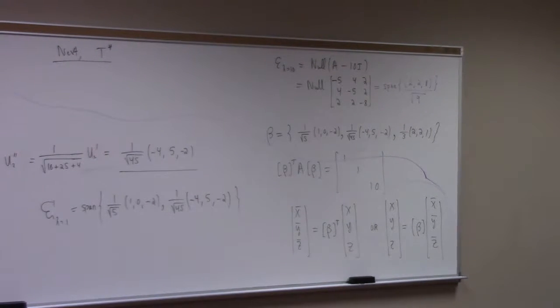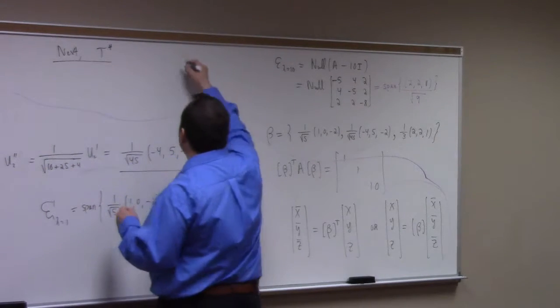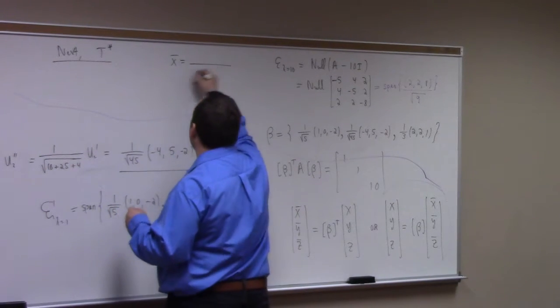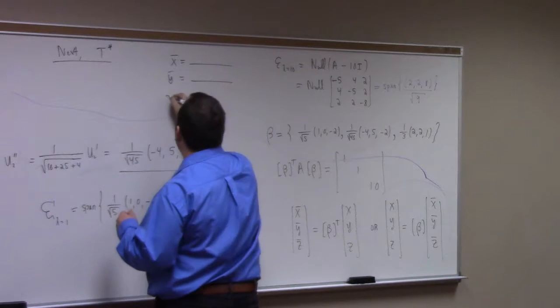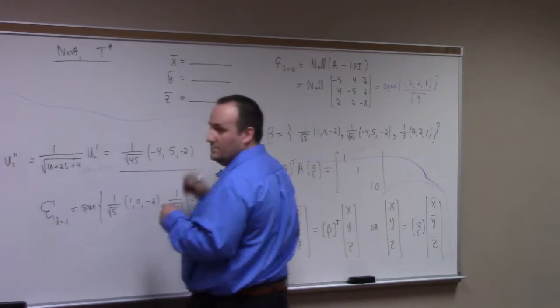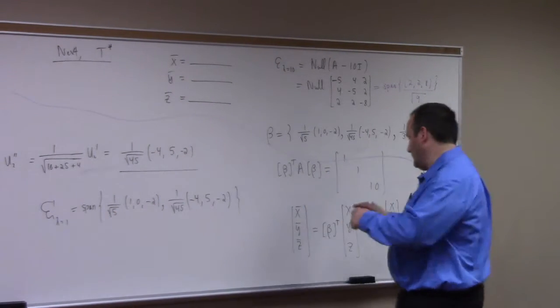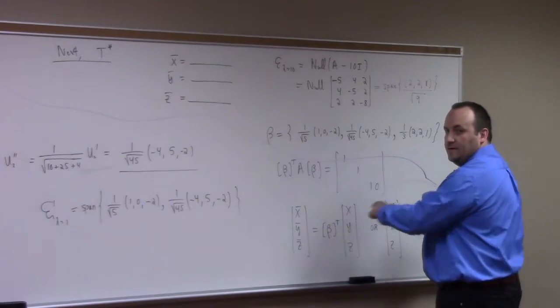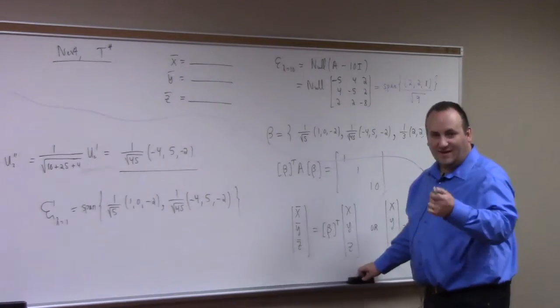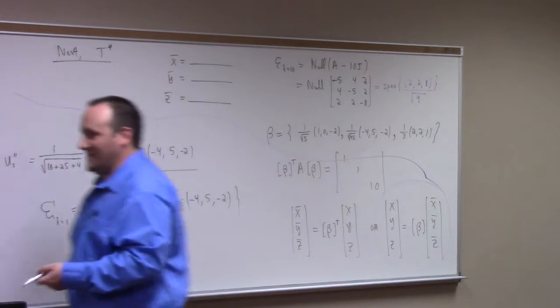Oh, but I actually found the formulas for x. So part of the answer to this problem would actually have been to write x bar equals blah, y bar equals blah, z bar equals blah, which you could do from here. All right, enough. Let me get back to your question about the adjoint.